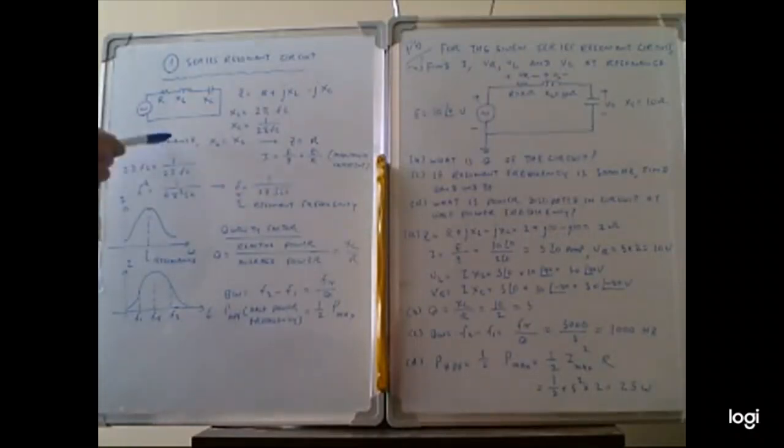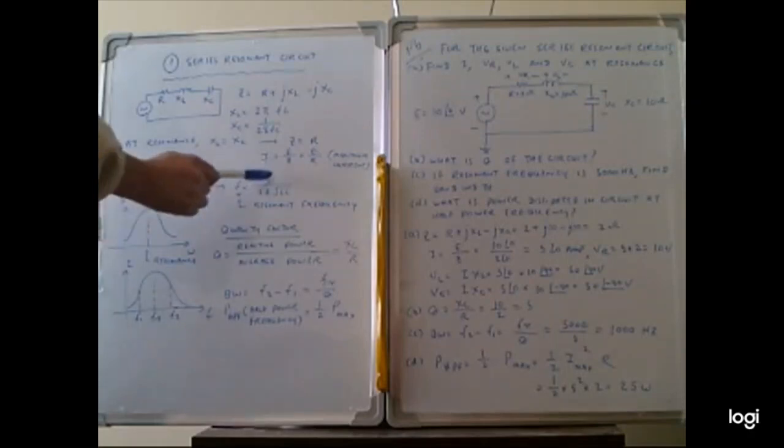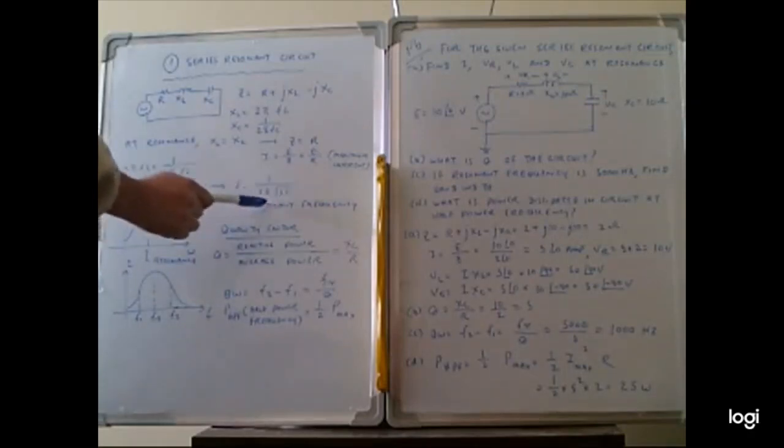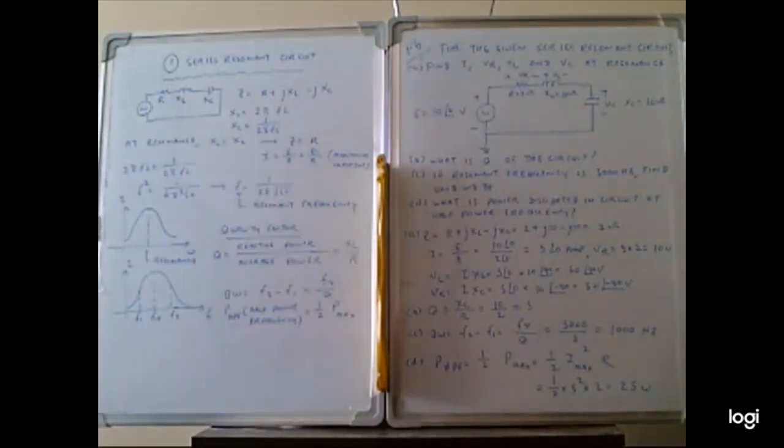At resonance, X_L and X_C are equal. So 2πfL equals 1 by 2πfC. This gives f squared equal to 1 by 4π² LC, and f_r is 1 by 2π square root of LC. So this is the resonant frequency.